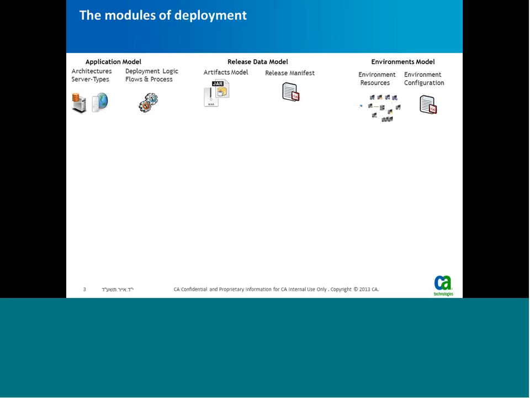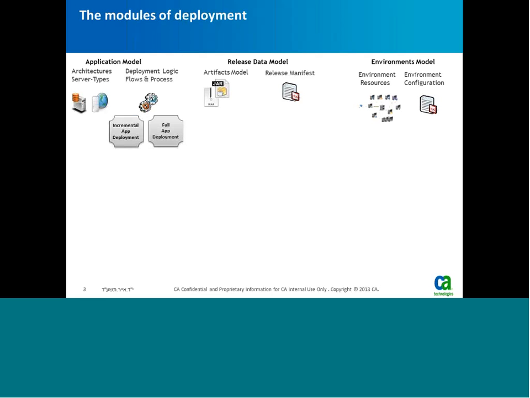The first module I would like to talk about is the application module. This is where you actually need to define the architecture of your application, which server types you have, and the connection between those server types. On top of that, you need to design the generic deployment logic, how you actually want to do a specific type of deployment whenever that's going to be needed. So you can define different processes, different templates for different types of deployments.